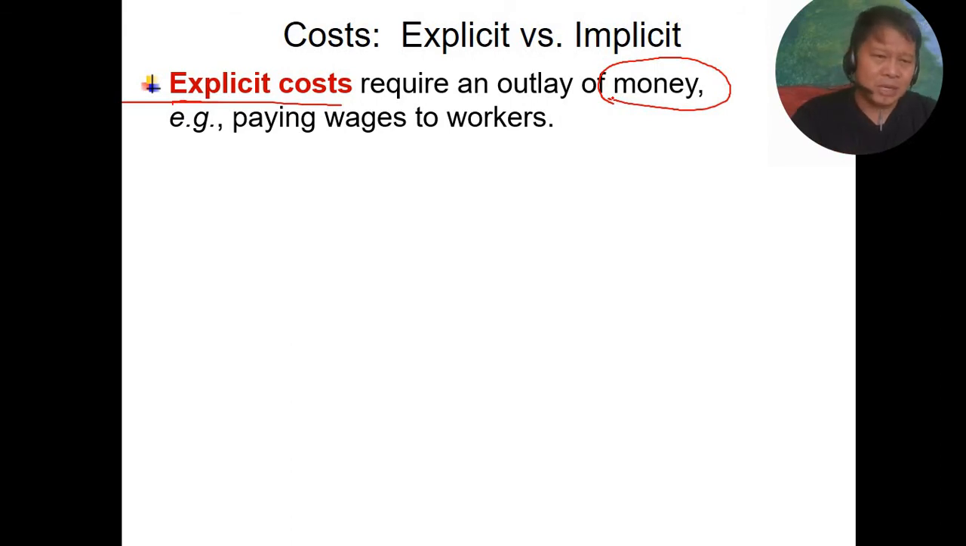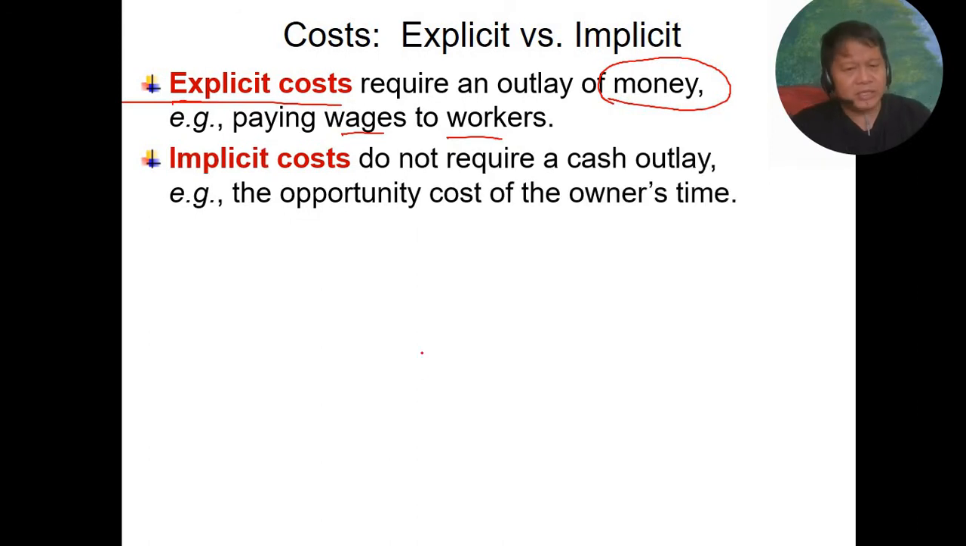For example, payment for labor to the workers, payment for raw materials in production, anything that entails money in production is considered an explicit cost. For example, paying wages to workers, salaries to workers, as examples of explicit cost. Okay? Anything that entails money is considered explicit cost. On the other hand, when you say implicit cost, implied, the word implied, no?